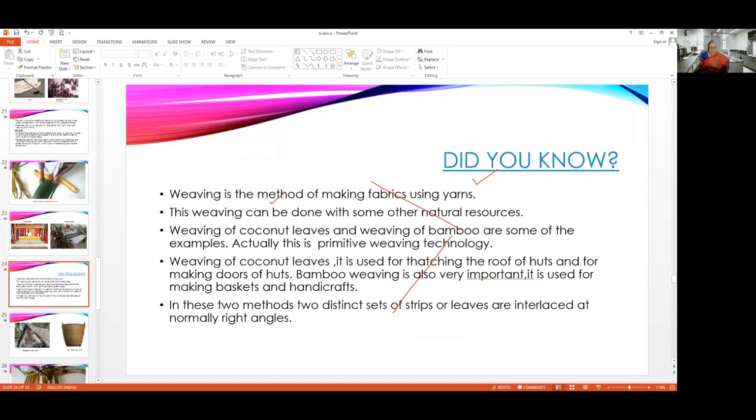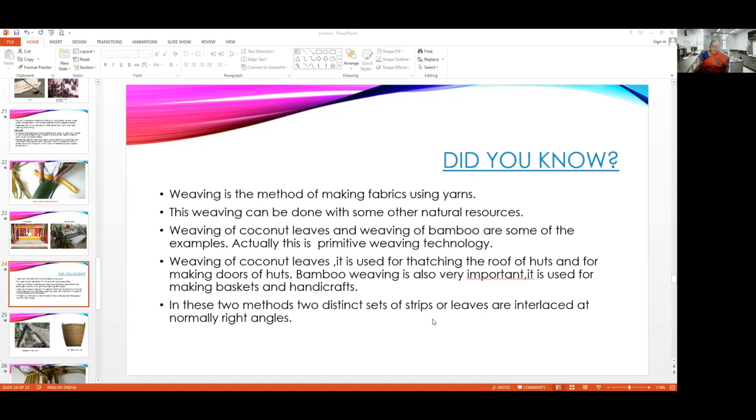So weaving is the method of making fabrics using yarns, and this weaving can be done with some other natural resources also. Weaving of coconut leaves and weaving of bamboo are some of the examples. Actually, this is primitive weaving technology. Weaving of coconut leaves is used for thatching the roof of huts and making the doors of huts. Bamboo weaving is also very important. It is used for making baskets and handicrafts. And in these two methods, two distinct sets of strips or leaves are interlocked, normally at right angles.